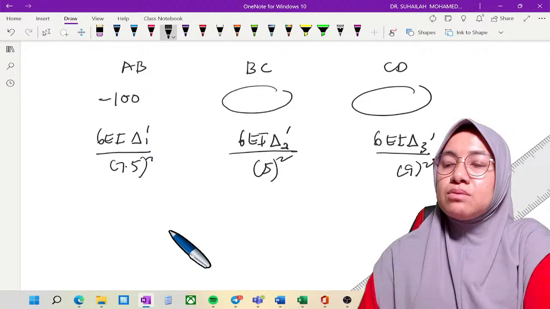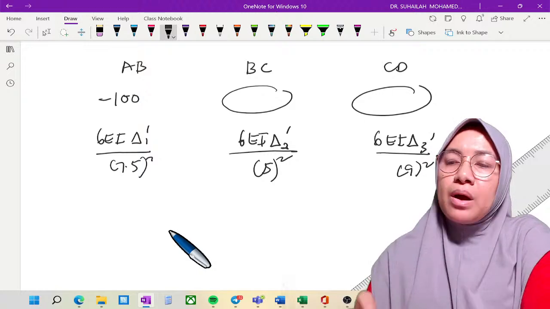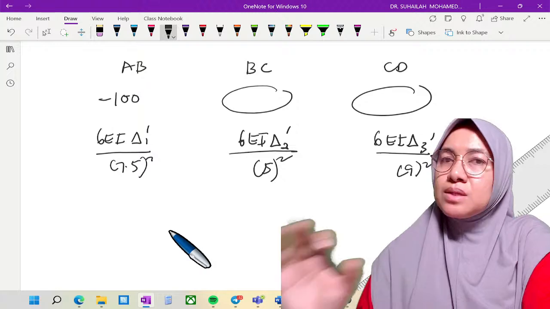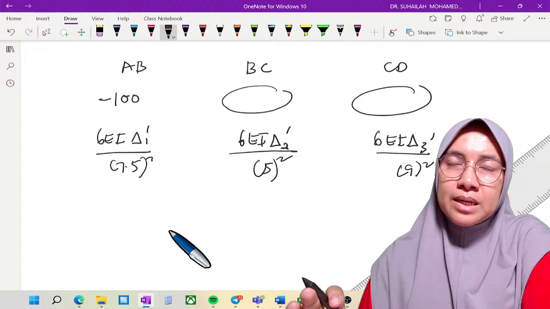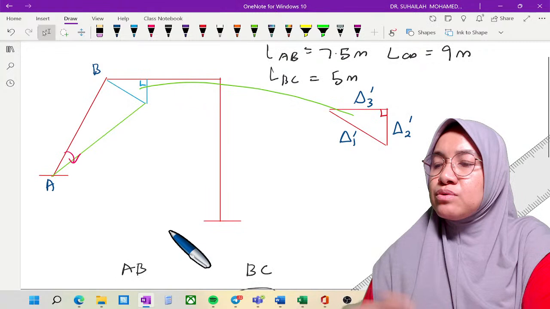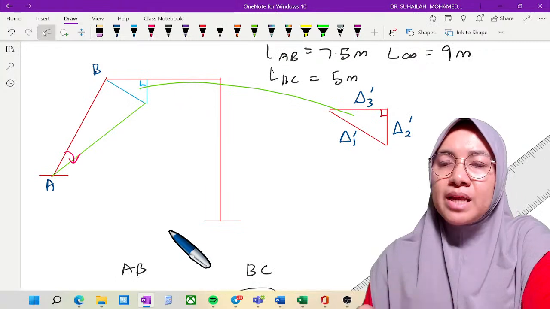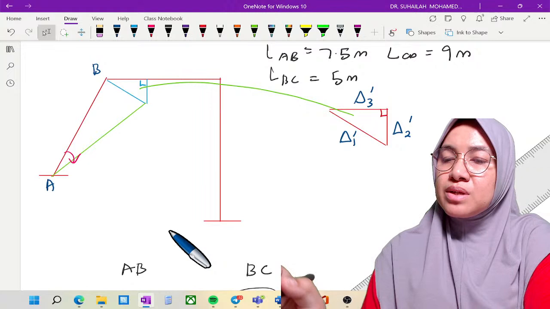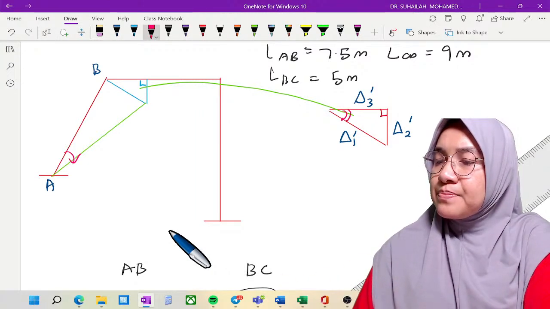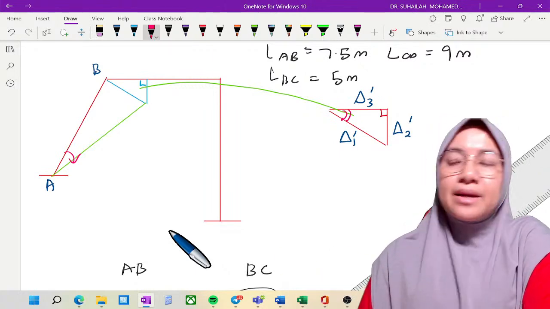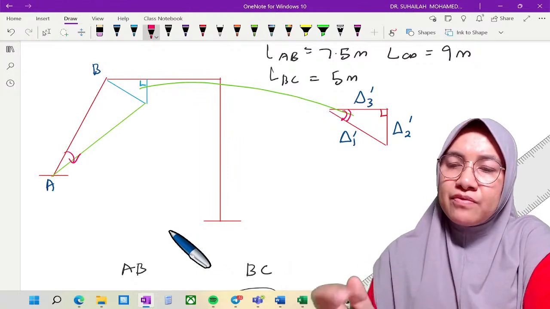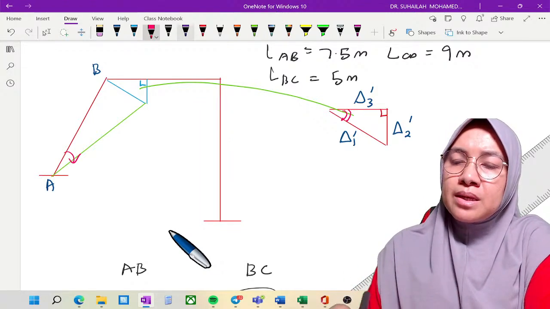Now we want to identify delta 2 in terms of delta 1, and delta 3 in terms of delta 1. So we have to identify the angle. We need to identify this angle. Normally the angle is given at this position.